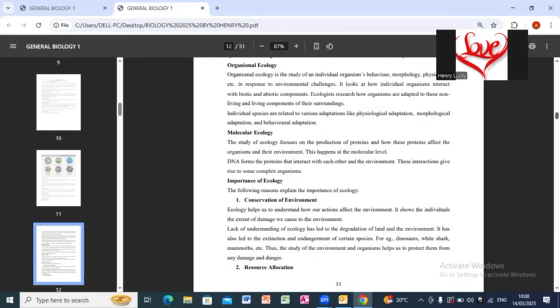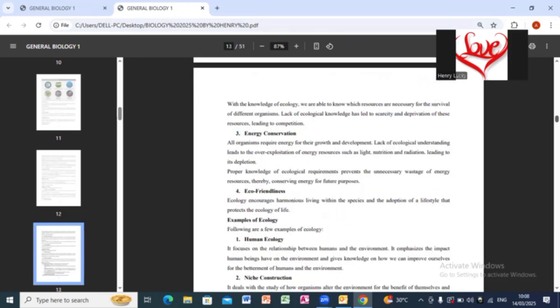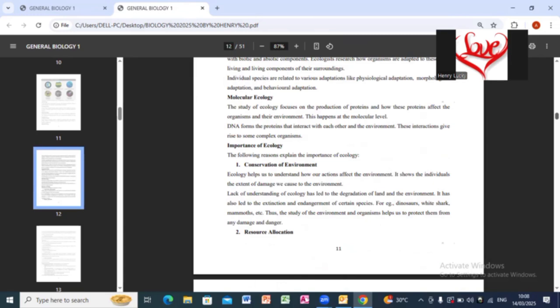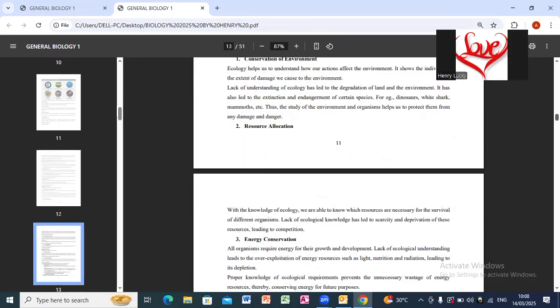Then the importance of ecology. We have conservation of the environment. Ecology helps us to preserve natural resources of the environment. Then resource allocation. It also helps resources in the environment to be stable and to be properly distributed equally. By so doing, even if there is competition, there will not be much strife when it comes to resource allocation.